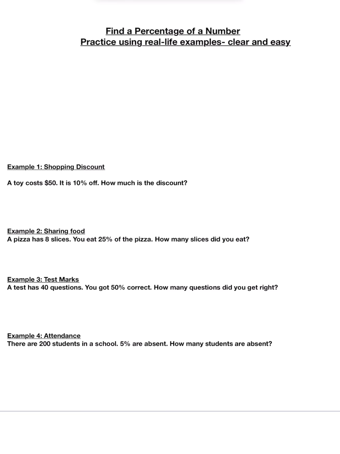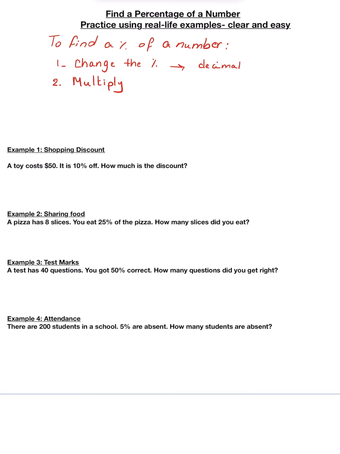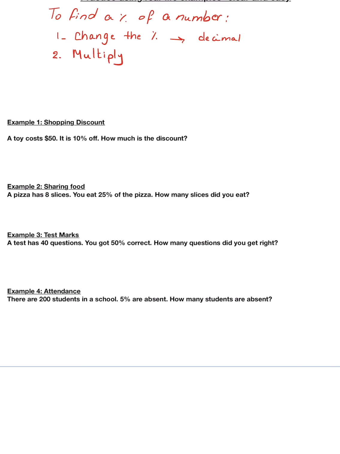Before we start with the examples, I'm going to say this first. If you need to find a percentage of a number, what do you need to do? First, you need to change the percentage to a decimal. That's one. And second, you need to multiply. And I will show you using these examples.